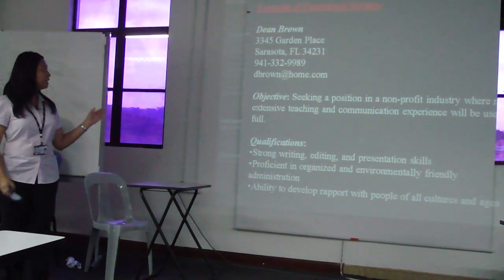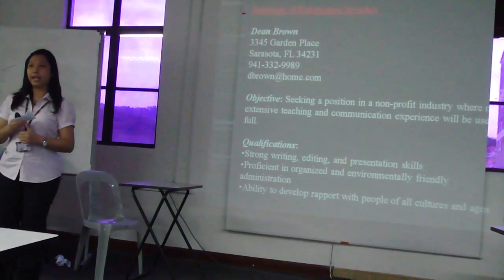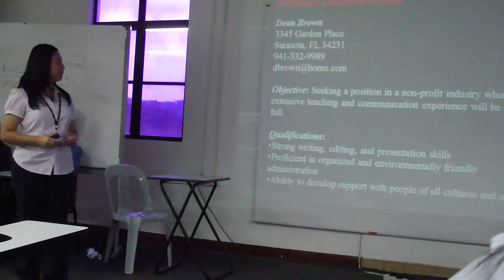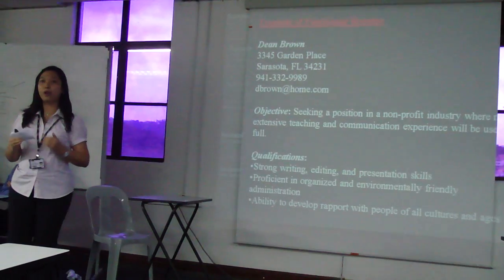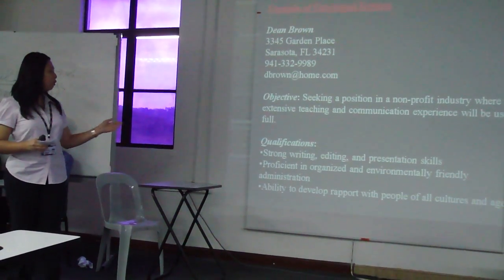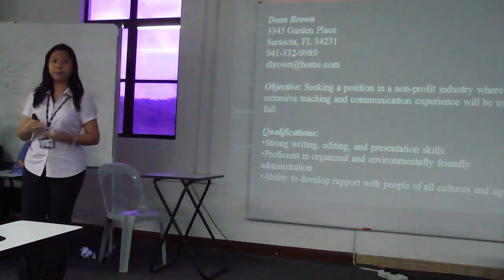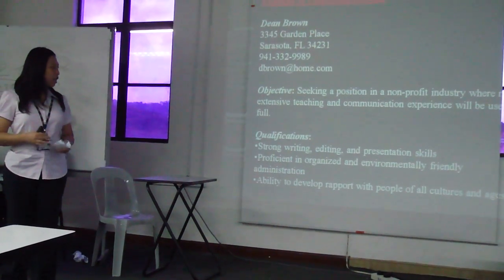Here is an example of a functional resume. First, you should include your name, address, phone number, and email as the header of your resume, followed by the objective. Objective is the reason that you are sending the resume. Next, you should summarize your qualifications. Qualifications are things that you can do, like leadership skills.